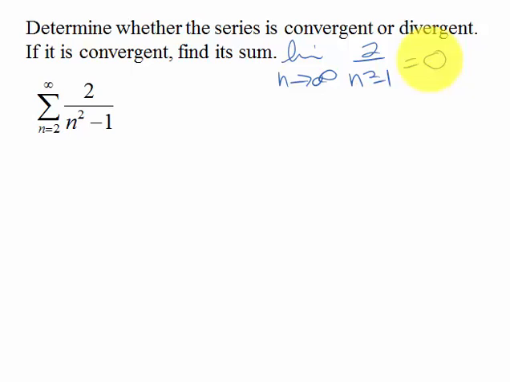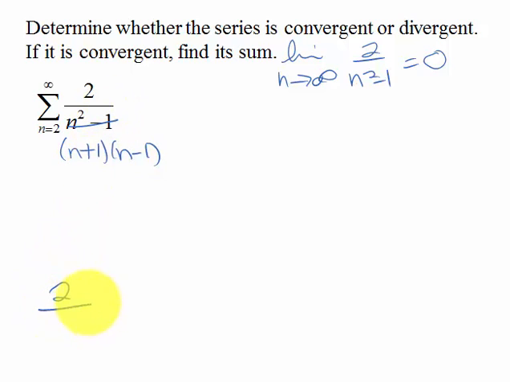If this had not gone to 0, we'd have known it diverged, but if it does go to 0, we don't know anything. So we're going to have a look and see what else we could look at to maybe tell what's going on with this series. Well, I see that that denominator factors, the difference of squares, and then I'm going to use partial fractions to split this up so that I can look at what's going on in this series.